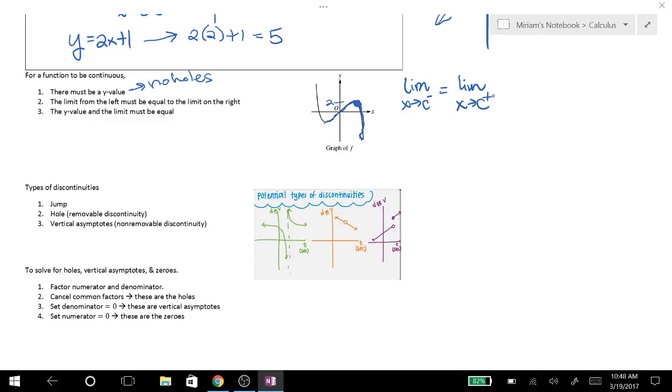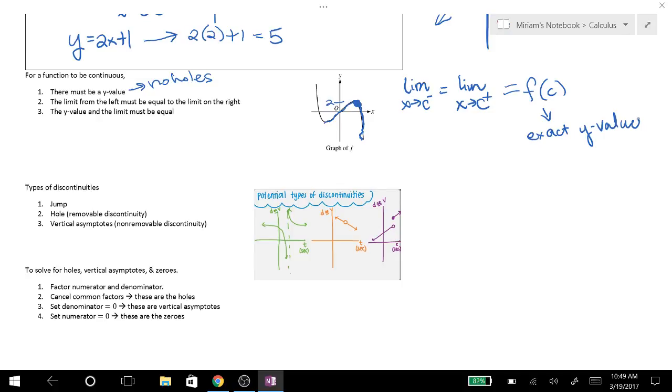The very last requirement is the y value, so that means a solid dot, and the limits have to be all equal to each other. So the limit as x approaches c from the left has to be equal to the limit as x approaches c from the right. And it also has to be equal to the exact y value, so f of c. This guy is the exact y value. Alright, so that's how we can decide whether a function is continuous.